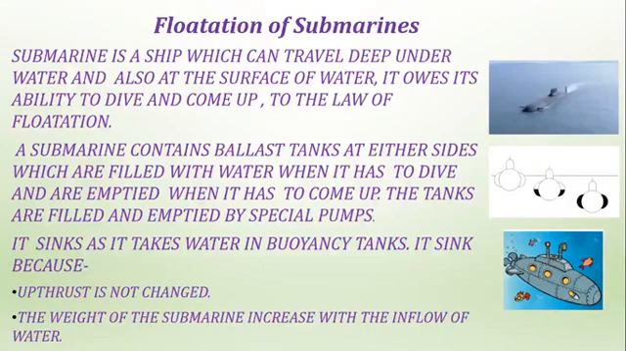But when it has to rise up, the water from the ballast tanks is given out into the sea by allowing the compressed air to enter the tank. Now the ballast tanks are filled with air. So this makes the average density of the submarine less than that of the sea water. Therefore, the weight of the water displaced by its partially submerged part becomes equal to the weight of the submarine, and hence it rises up to the surface of water. So the flotation of submarines can be explained on the principle of flotation.